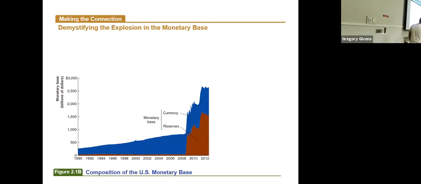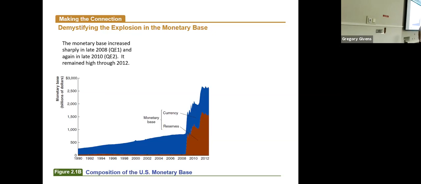And I actually stopped the picture at 2012. But if we extended the graph here, you would know that the picture would get even bigger. Okay, so what is this picture in particular? This is a graph of the total monetary base in the United States starting in 1990.